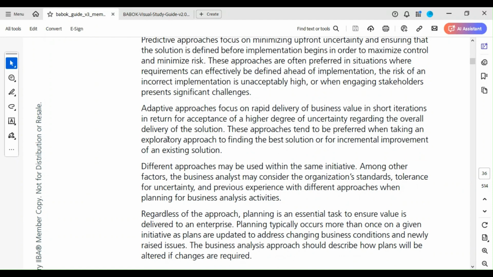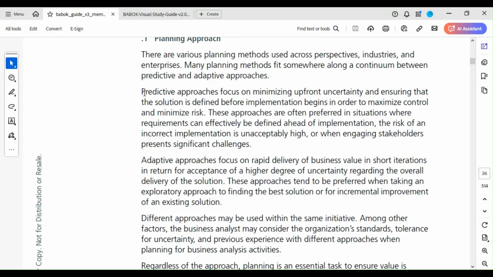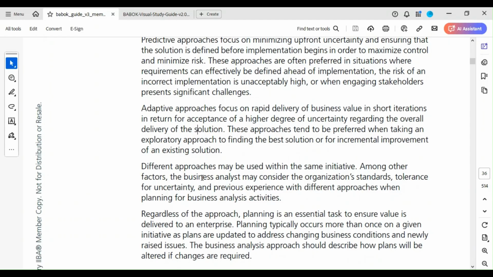So adaptive approaches focus on rapid delivery. So please note this. This is very important. So it tells you upfront, this one is on adaptive delivery. So we want it quick, quick, quick. That is agile. Okay. Delivery of business value in short iterations in return for acceptance of a high degree of uncertainty regarding the overall delivery of the solution.